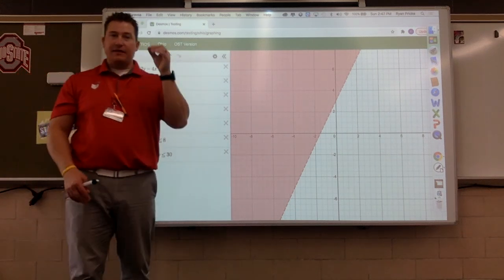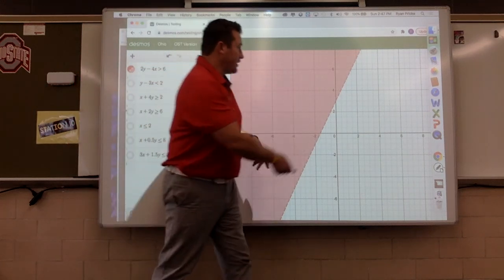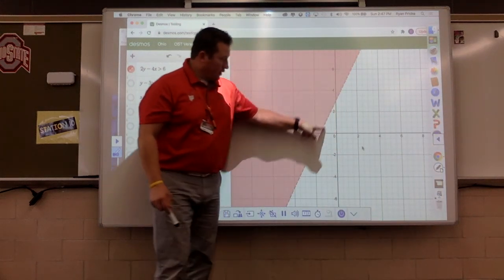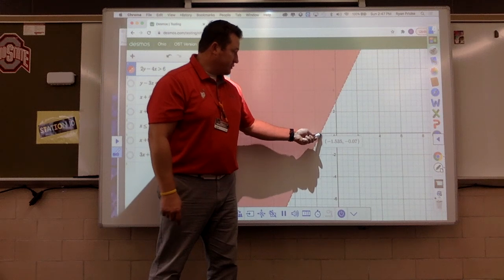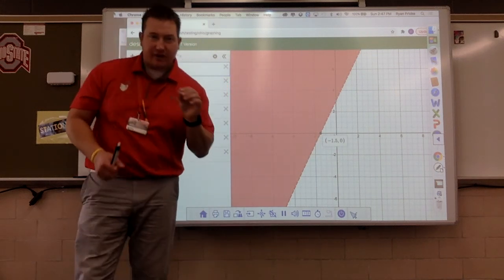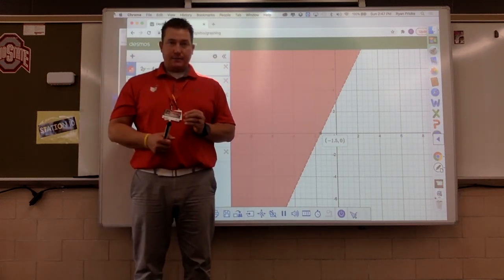Now, let's talk about the solid line versus dashed line. So, guys, if we go in here, can I zoom in? Who knows? Probably not. So, if we were to pick an ordered pair, right, this one right here, -1.5, 0. Yeah, you guys can see that. It's right on our boundary line.